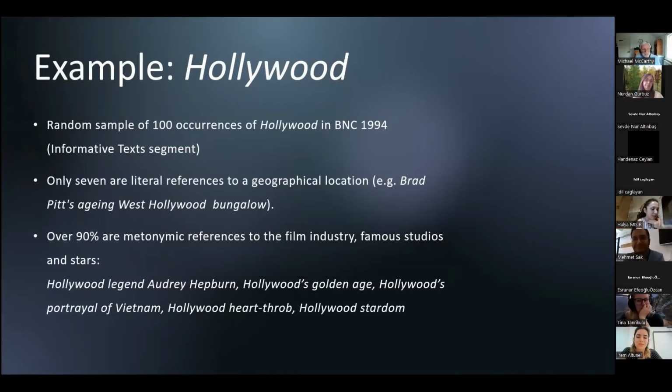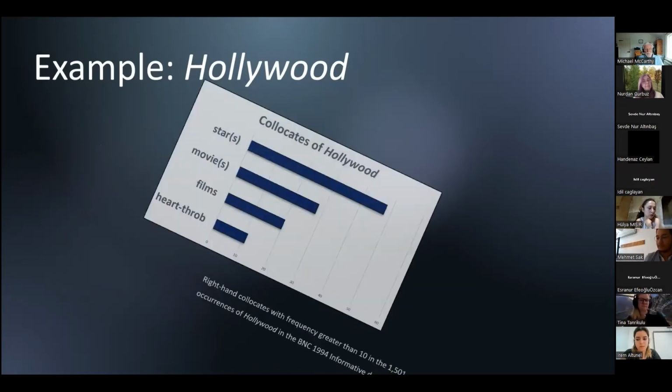Over 90%, so 93%, are metonymic references to the film industry and famous studios and stars. Hollywood legend, Audrey Hepburn. Hollywood's golden age. Hollywood's portrayal of Vietnam. Hollywood heartthrob. Hollywood stardom. So in all of these examples, the place, the suburb of Los Angeles, the suburb of Hollywood, is taken to represent everything in the film making, the movie industry.